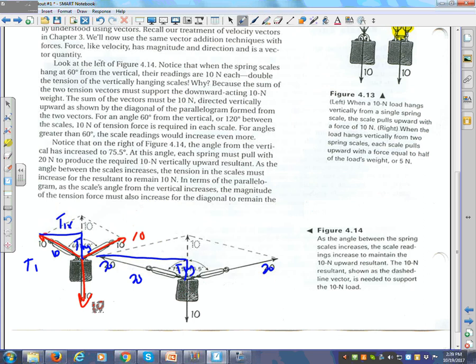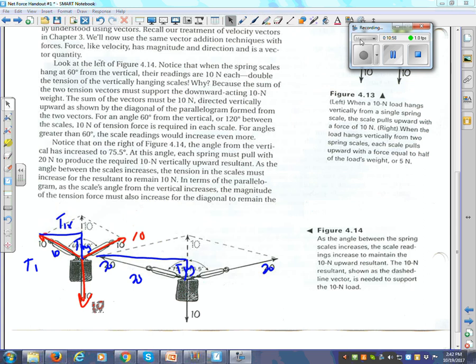Let me show you actual, like real life. There could be a Y component that could almost be zero.